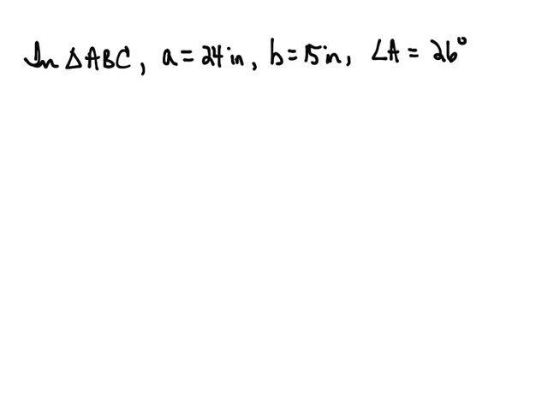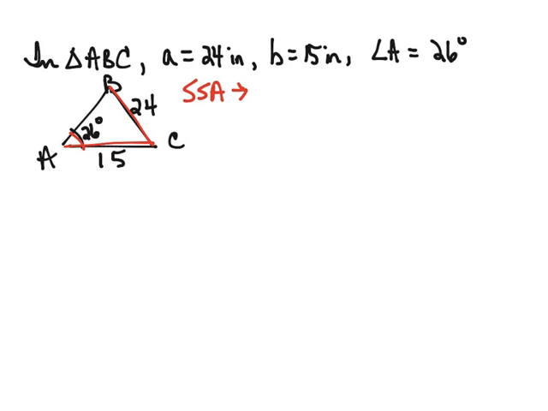We want to solve triangle ABC, and what we know about triangle ABC is that side A is 24 inches and side B is 15 inches and angle A is 26 degrees. So when we look at the information given to us in this problem, we have a side, a side, and then the angle. So when we have side-side angle, this is a situation where we can use law of sines, but it's also the law of sines where we need to be careful.